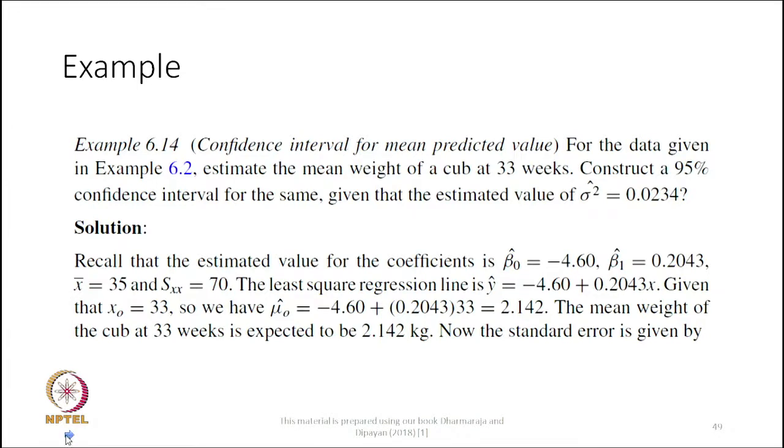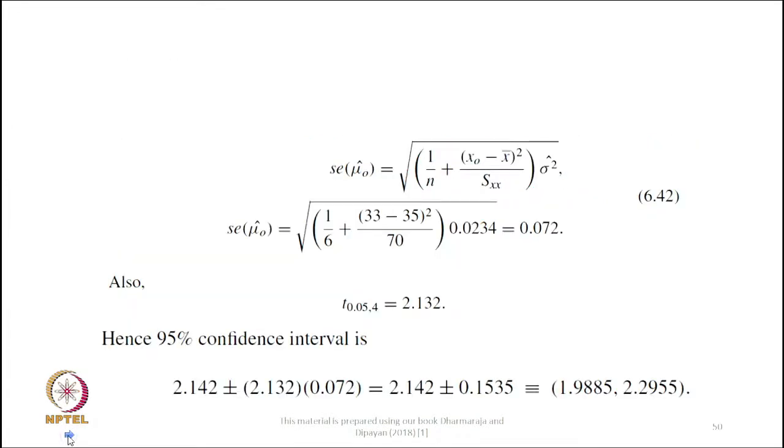Now, the standard error is given by equation 6.42, and from the t distribution table you can get the value with 4 degrees of freedom and probability 0.05, which is 2.132. Therefore, finally, we get the 95% confidence interval, which simplifies to 1.9885 to 2.2955.